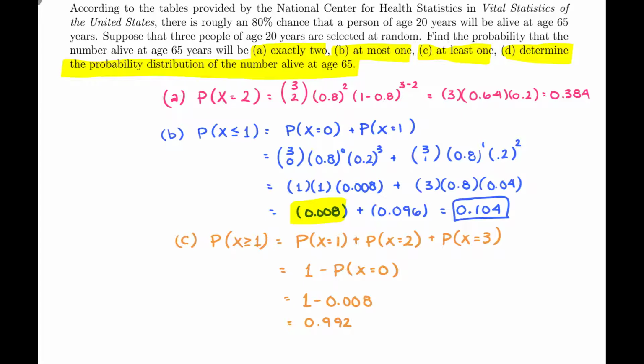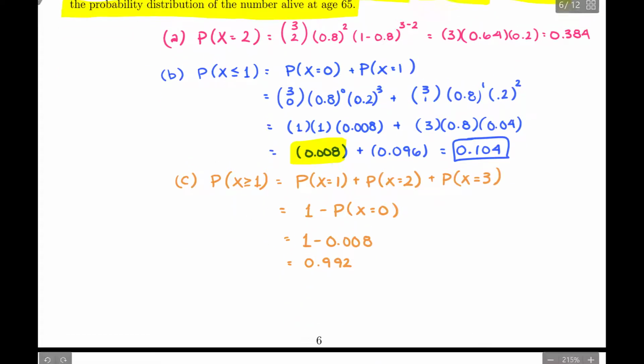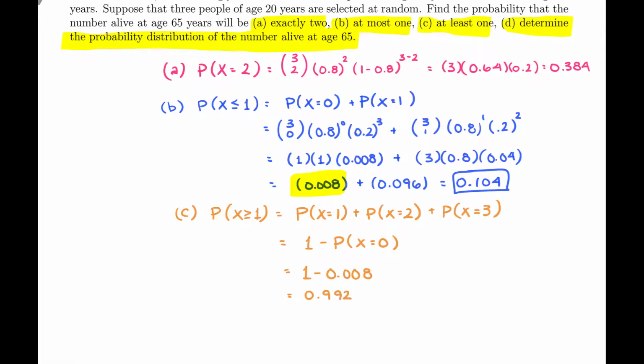So the probability that at least one person out of our 3 people will be alive is 0.992. Part D: determine the probability distribution of the number of people alive at age 65. We have the probability for 1 being 0.096, the probability of none, and the probability of 2. The only thing we need to do is compute the probability of 3, and then we can complete our table.